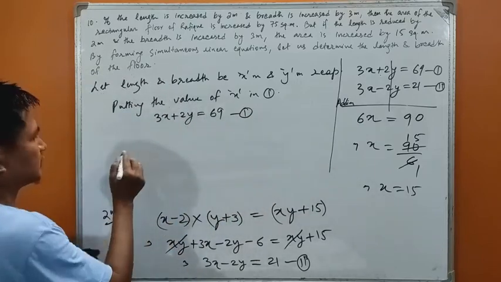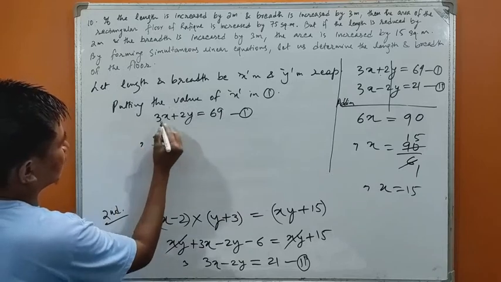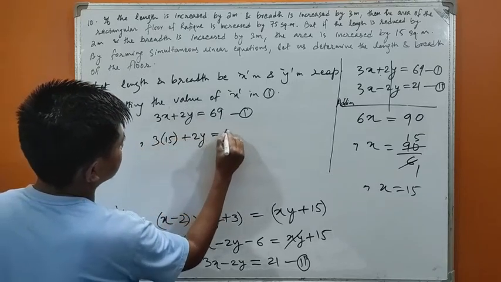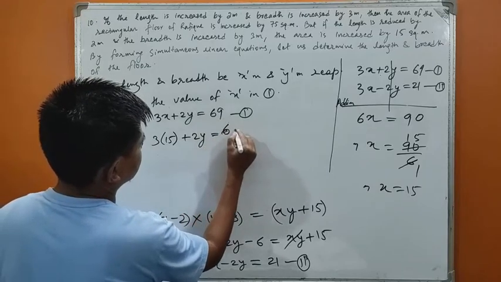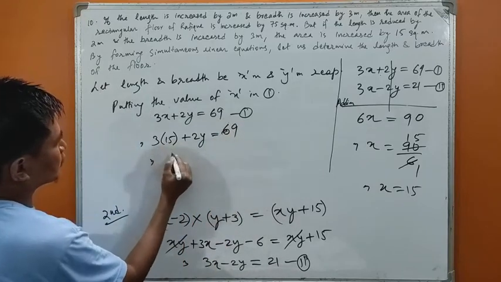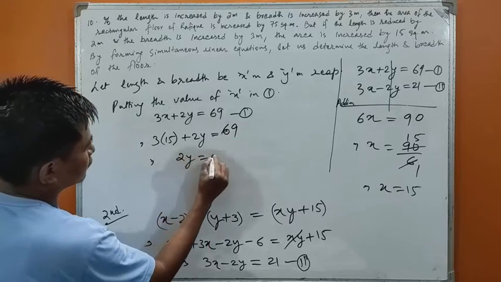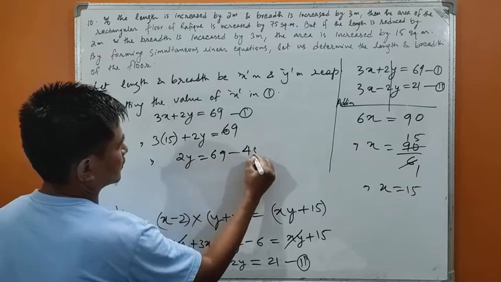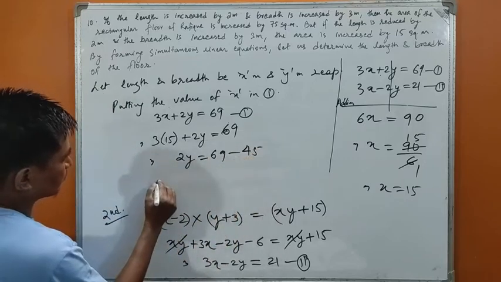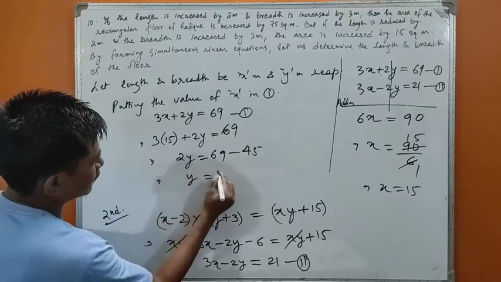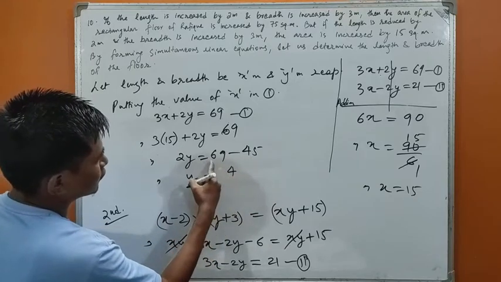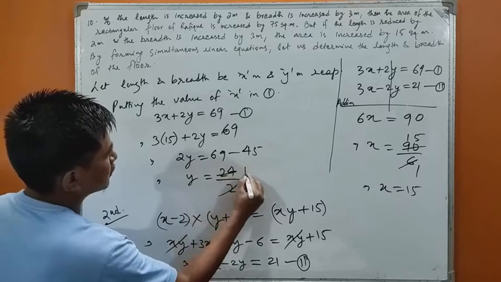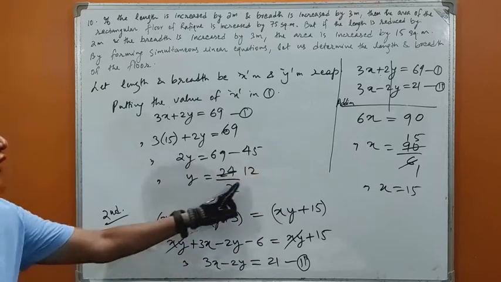We have 15 for 3x, isn't it? Plus 2y equals 69. Or 3 15s are 45. 2y equals 69 minus 45, it comes to the right hand side and becomes minus. So 9 minus 5 is 4. 6 minus 4 is 2. This 2 comes to the denominator, isn't it? 2 1s are 2, 2 12s are 24. Therefore, the value of y is 12.